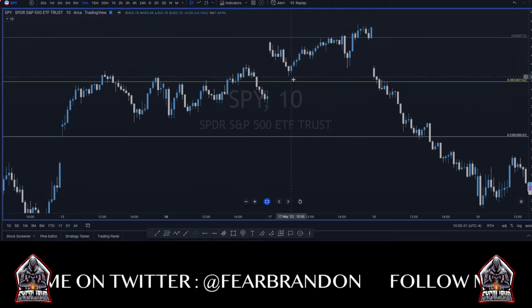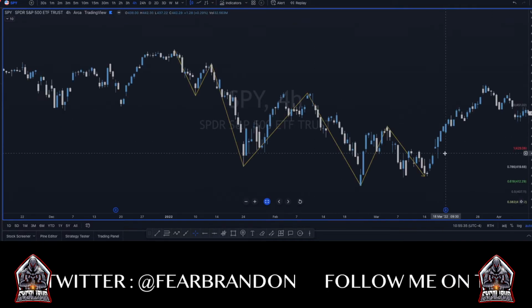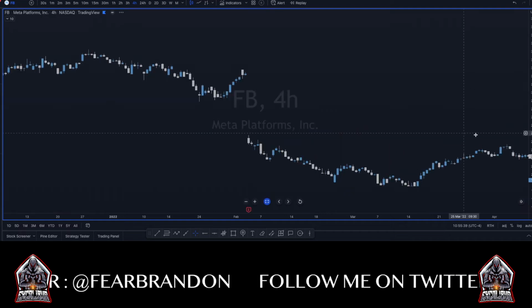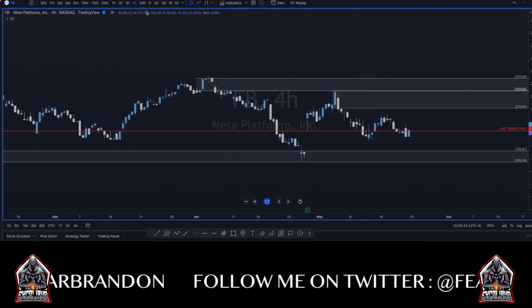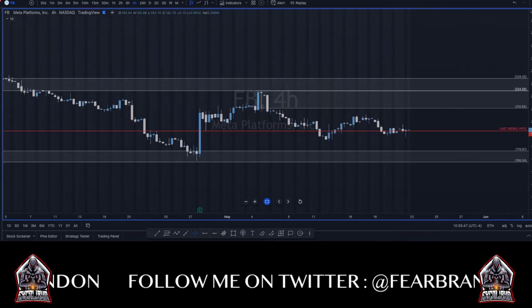Also, probably the third strategy I use is, if a stock has a big gap up or a big gap down, you put extended hours on and you look for this 4-hour big candle.